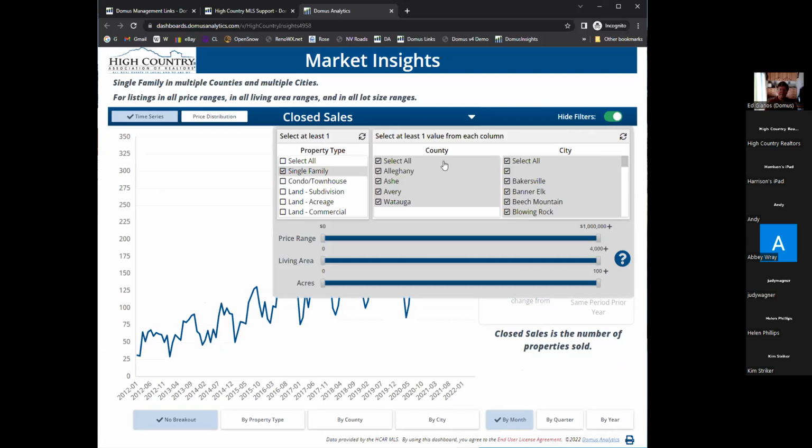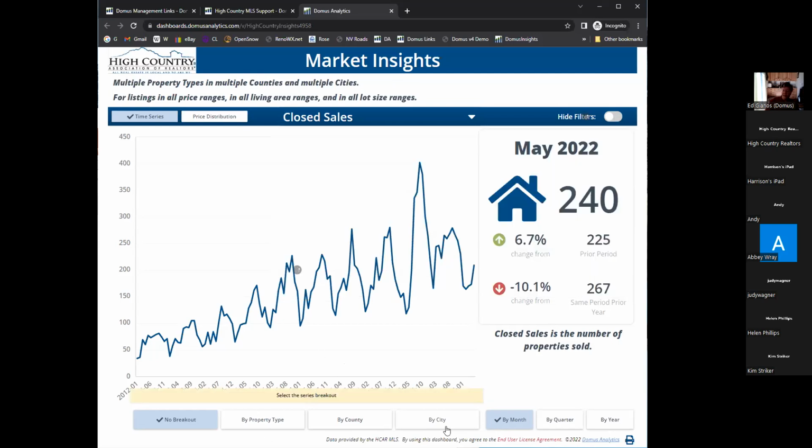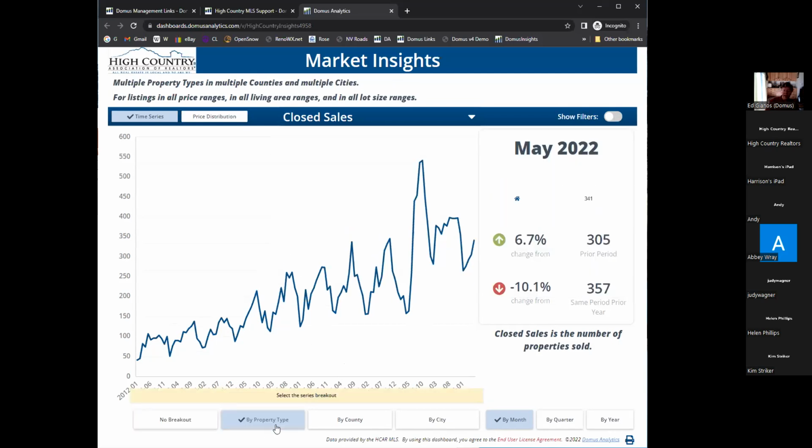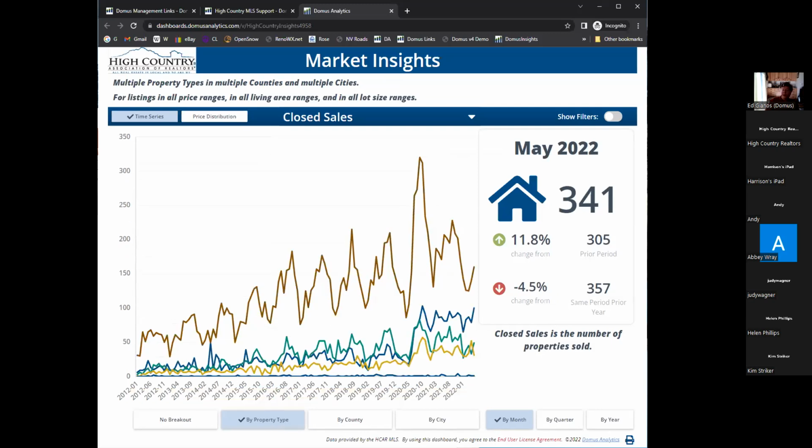I'm going to add in condo, townhouse. Let's just add them all in. I've got my select all button. And what I can do is I can also take these buttons down here and compare the different values against each other. So I can see that single family, this red line, is my highest use.